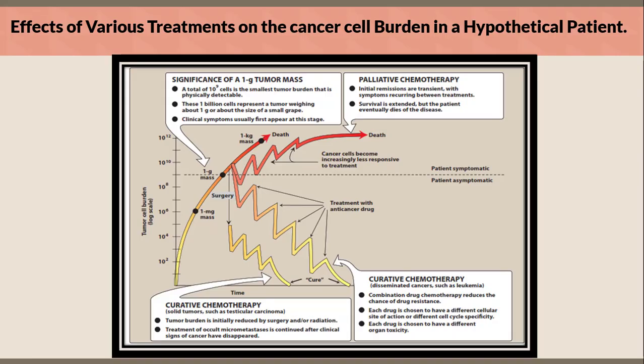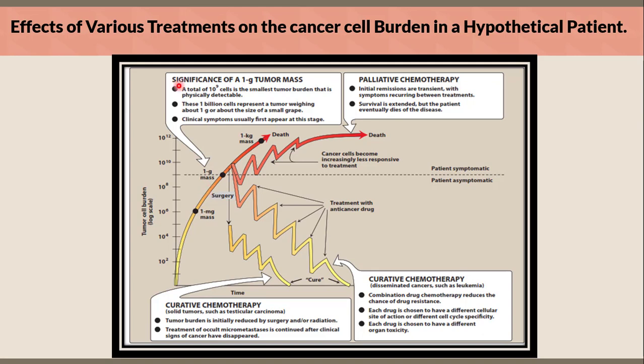Now we're gonna try to demonstrate this slide. The effects of various treatments on cancer cell burden in a hypothetical patient. Here, as you can see, the vertical line is the tumor cell burden on a log scale, and here is the time scale. At the start of the cancer, it is a 1 milligram mass without any symptoms, or asymptomatic. And if the cancer is about 1 gram, the symptoms start to appear.